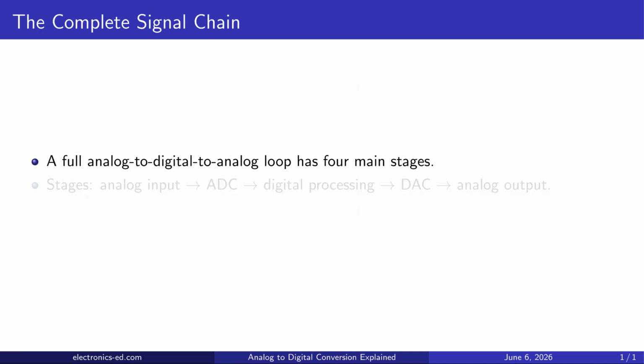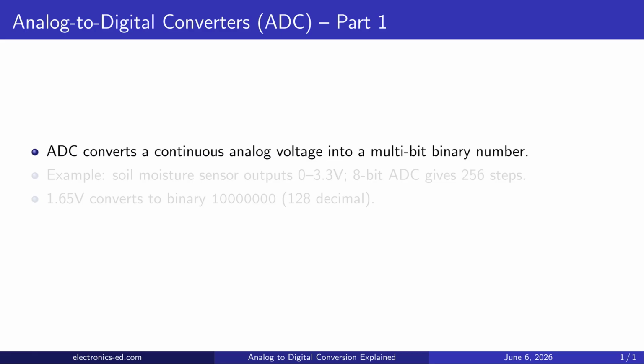A complete loop from analog to digital and back to analog involves four main stages. We start with an analog input, go through an ADC, then digital processing, then a DAC, and finally get an analog output. An ADC takes a continuous analog voltage and converts it into a multi-bit binary number.